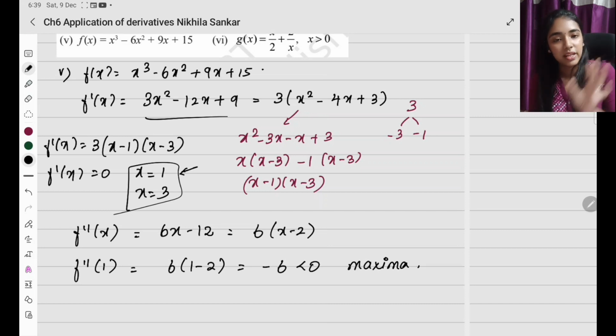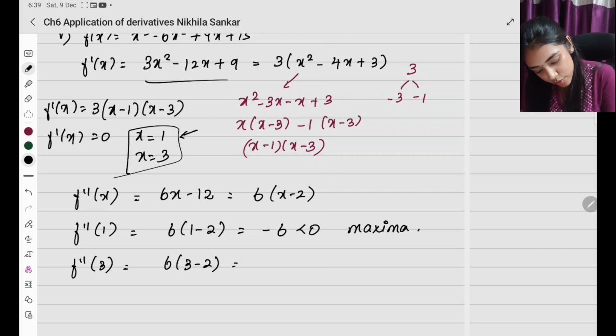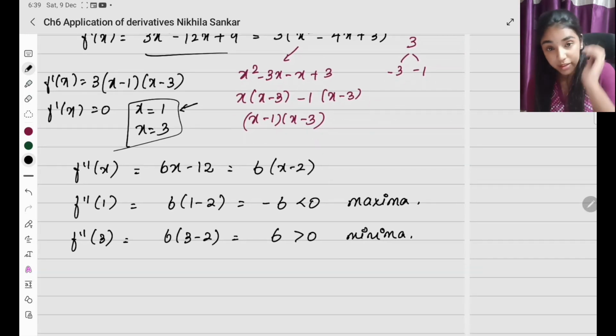That's all, very simple. Find the critical points, substitute them in the second derivative and find out whether it's maxima or minima. Now f double dash of 3, I have 6 times 3 minus 2, which is going to be 6, greater than 0. So this is my minimum. Okay, that's all. Now I need to find out what my minimum and maximum values are.